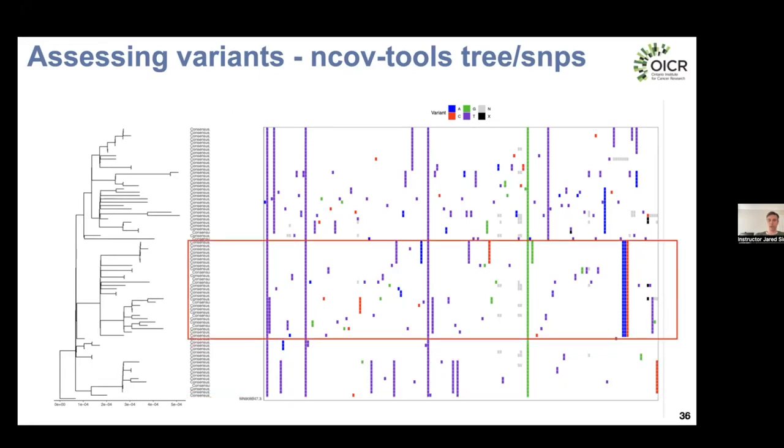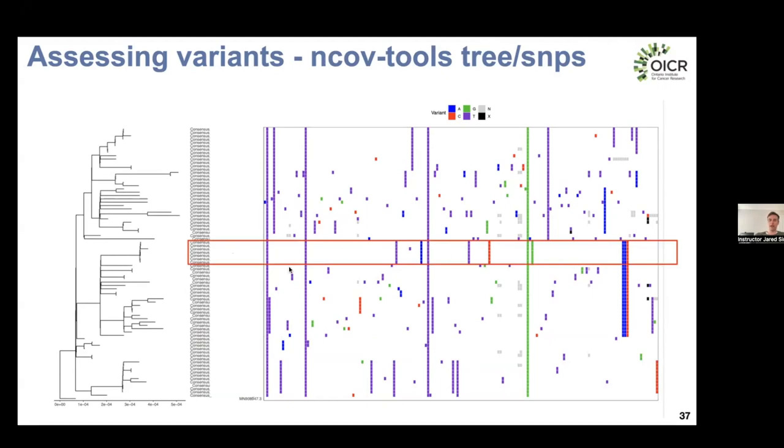We can also look at, say, this cluster here, which is larger, which is defined by this three base substitution near the end of the genome. And even within this cluster, there's some variation where this subset of samples all shares these five SNPs. So this gives you sort of a graphical overview of the genomes that were present in your sequencing run.